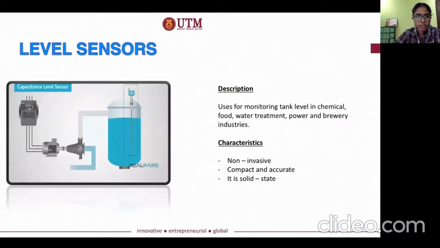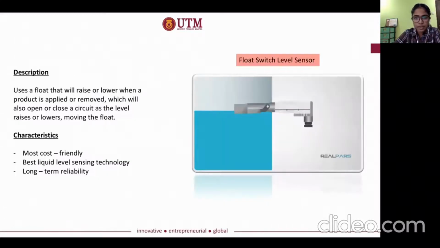The next one, moving on to level sensors. The first one is the capacitance level sensor, which will monitor tank level in the chemical, food, water treatment, power and brewery industries. The next one is the float switch level sensor, where when a product is added or removed, a float is raised or lowered, which opens or closes a circuit as the level rises or falls. So this will make the float move.